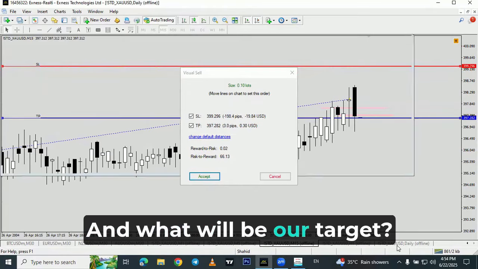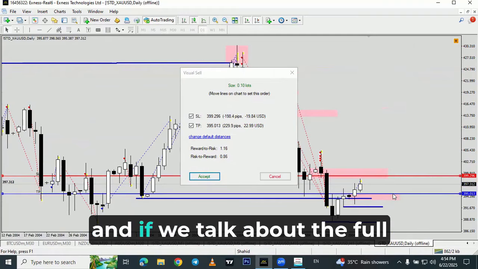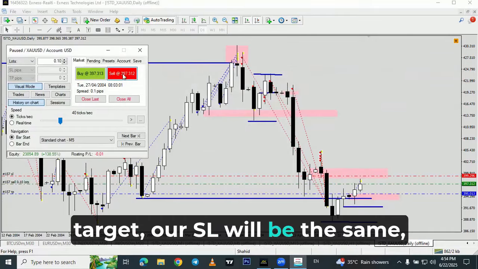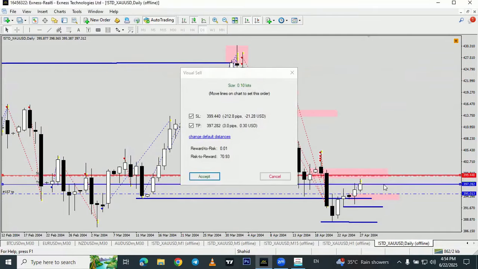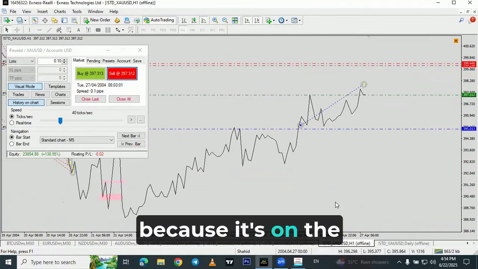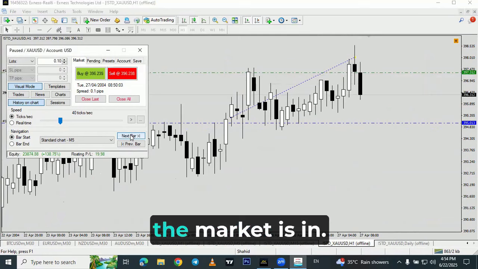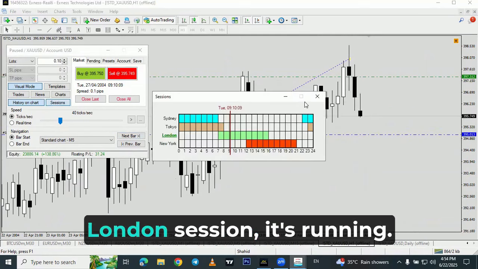And what will be our target? It can be this, because the market can also take its reversal from here. And if we talk about the full target, our SL will be the same, and the full target will have to come below this low for the market, okay, because it's on the upper engulfing. So here we wait for H1 and the session to see which session the market is in. The session is still in the London session, it's running.